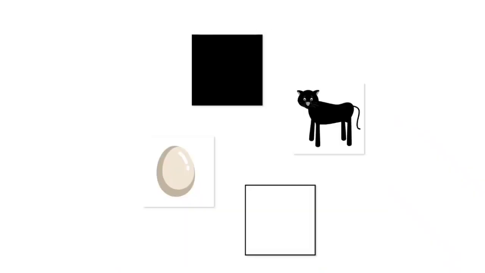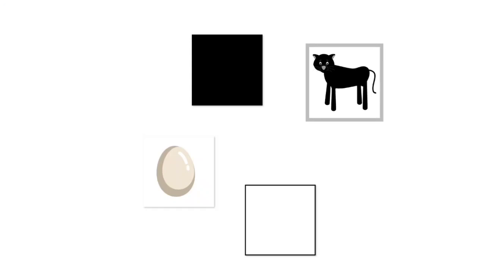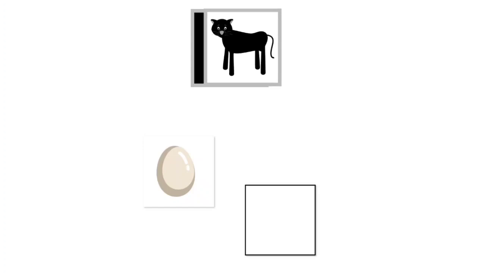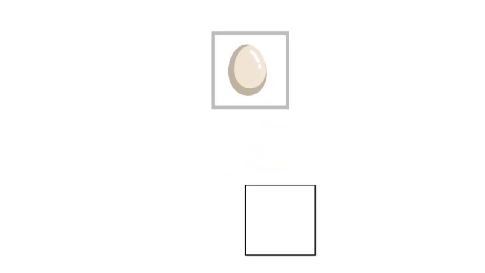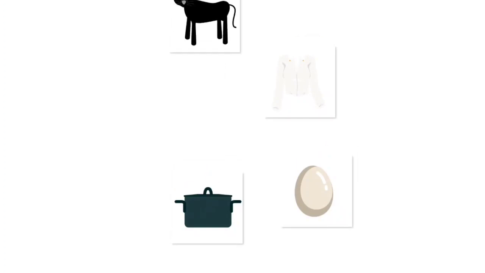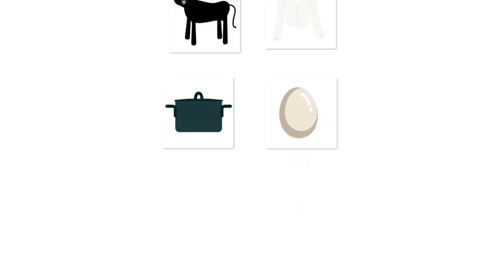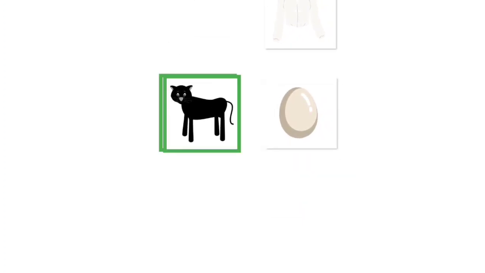Let's match black thing with black color and white thing with white color. This is black cat and this color is black. So let's match black with black. What is the color of egg? White color, white egg. Black cat, black pot, white shirt, white egg. Black with black, white with white.